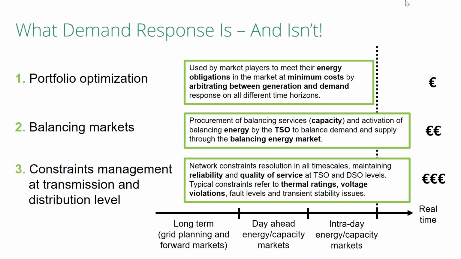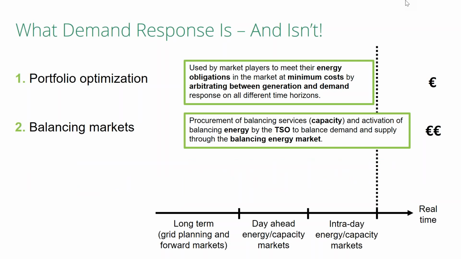So here I will go quite fast through this slide because we're a little bit ahead of time. But just to show you the market potential of the different programs available in Europe and worldwide nowadays, we can divide them into three different options. What we call portfolio optimization is used by market players to meet their energy obligations in the market at the minimum cost. So it's kind of trading between different energy market agents. The second is balancing markets, used mainly by TSOs to reach the equilibrium between active power and frequency of the system.